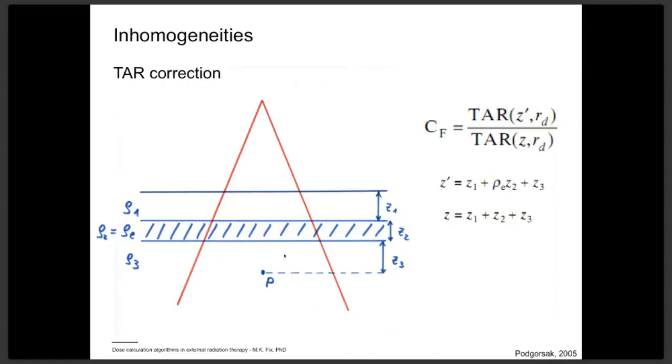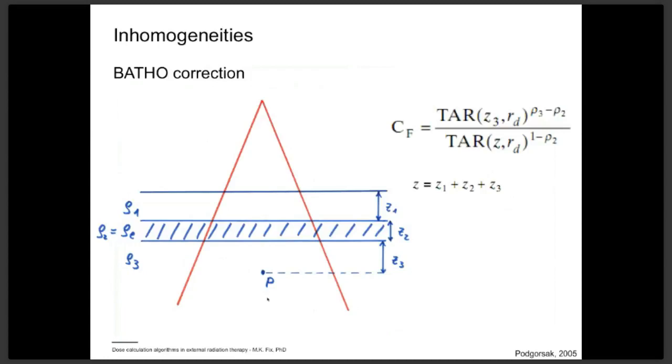It still does not look at the distance to the inhomogeneity. So as you can imagine, if this point is very close to the inhomogeneity, it's affected more than if it's further away. And this is typically taken into account in the batho correction, where you explicitly look at the tissue air ratio at this distance Z3, which is the distance from the point to the above considered inhomogeneity.